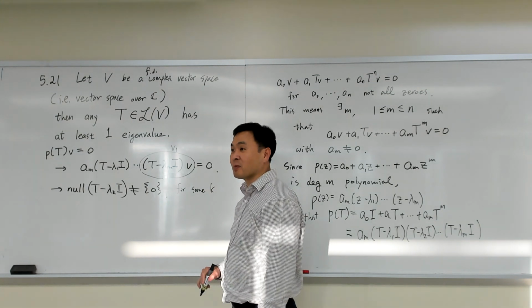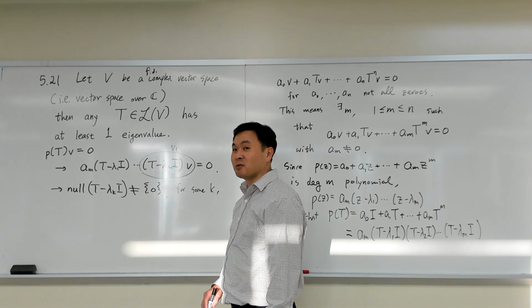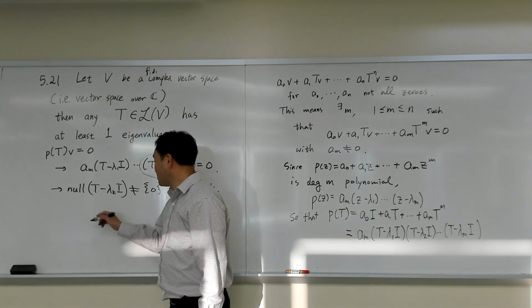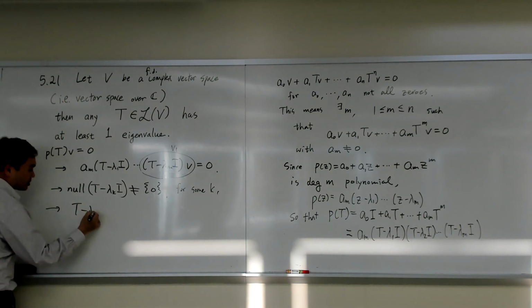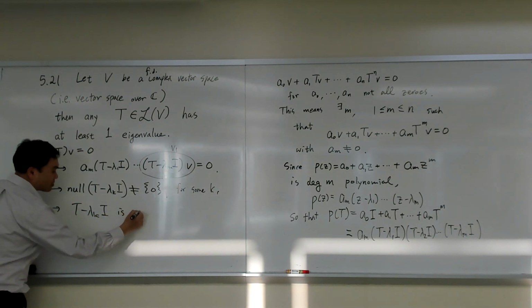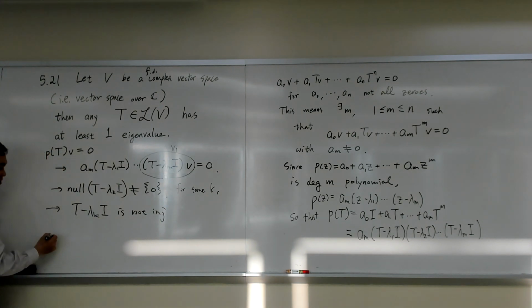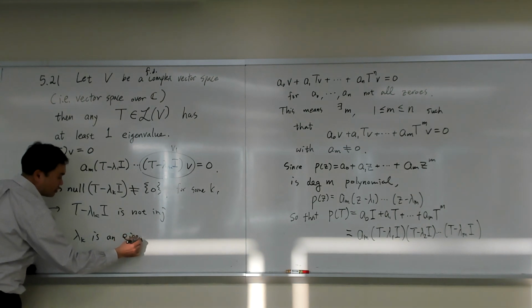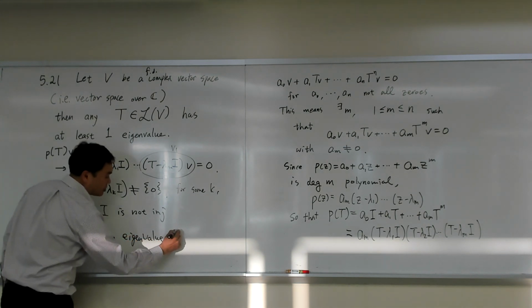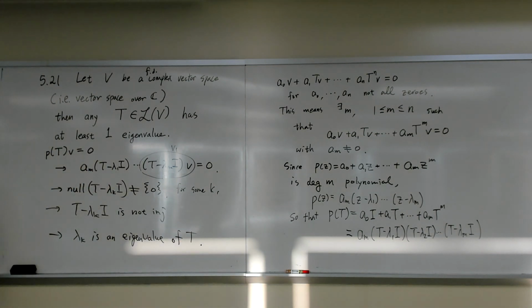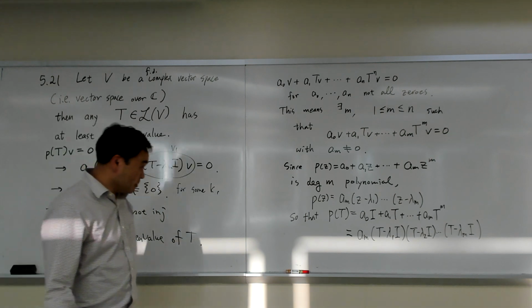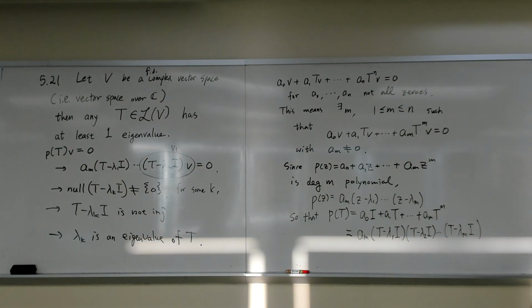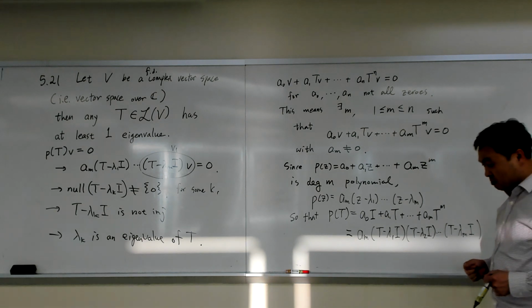Okay? And we also know that if T minus lambda k I is not injective, that's equivalent to saying that lambda k is an eigenvalue of T. So the proof is done. Okay? And let me ask a question just to be sure you understood how this proof works. Where did we use the fact that the base field is C?